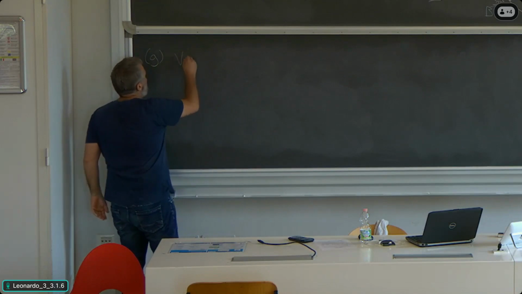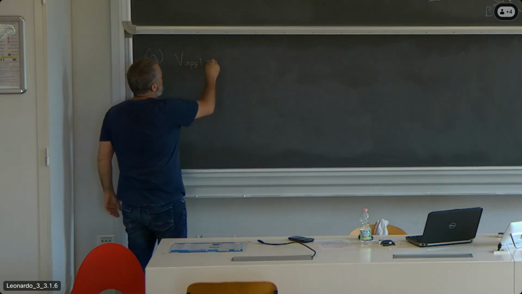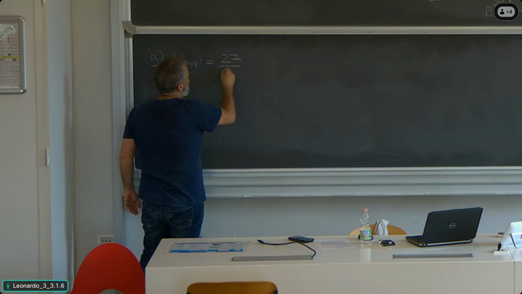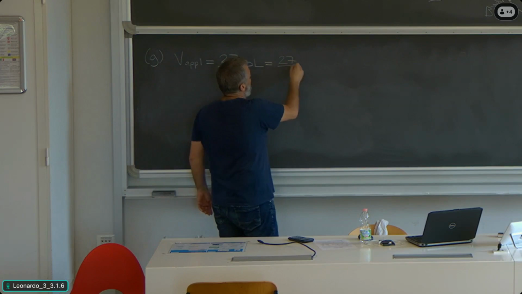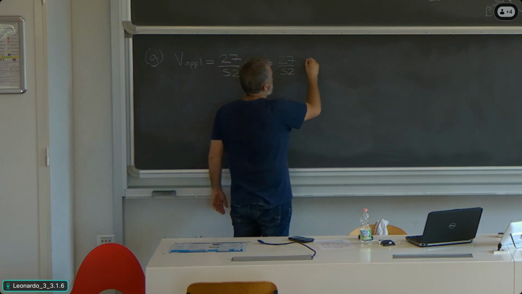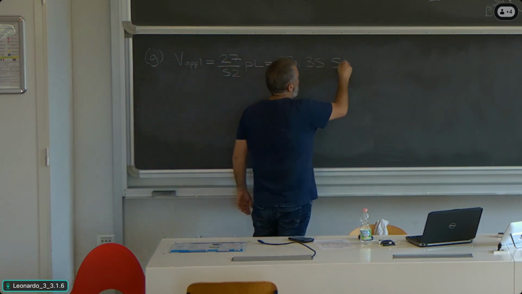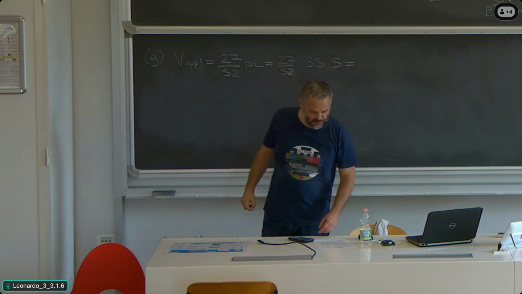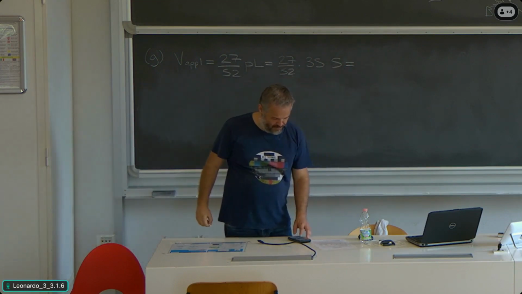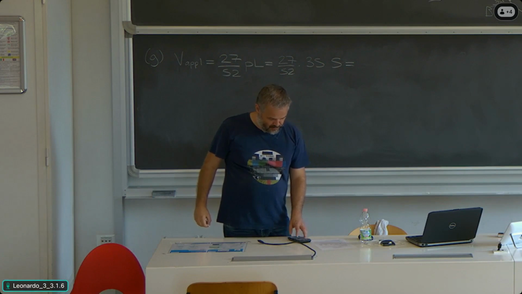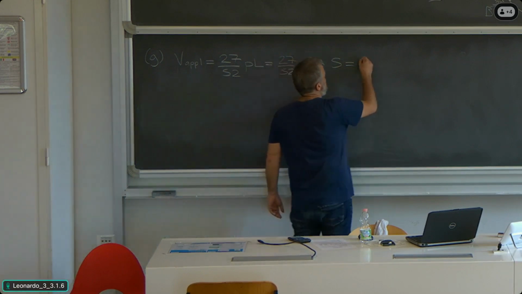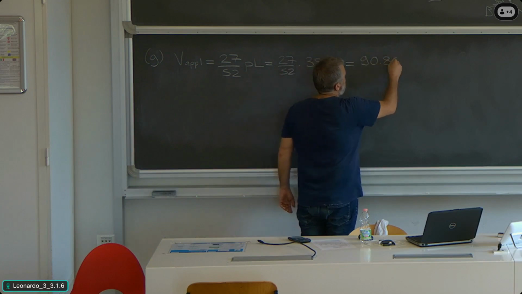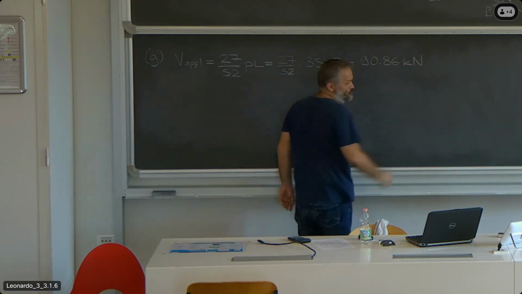So our V applied is 27 over 52 PL, which means 27 over 52 times P, 35 times 5. These are the values of the distributed load and of the length L. The value is 90.86 kilonewtons.